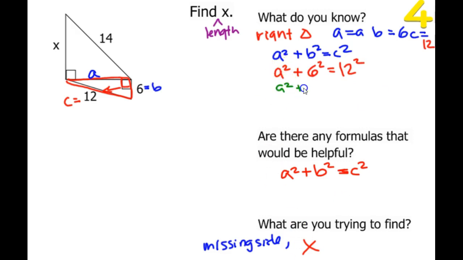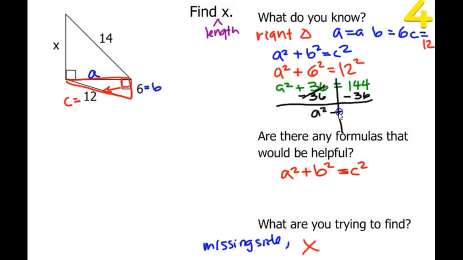So again, A squared we don't know. 6 squared, or 6 times 6, is 36. And 12 squared, hopefully you maybe know this one. 12 times 12 is 144. So let's take a look here. We need a squared by itself, so I'm going to move this 36 over to the other side.